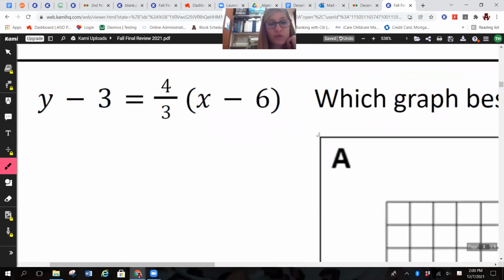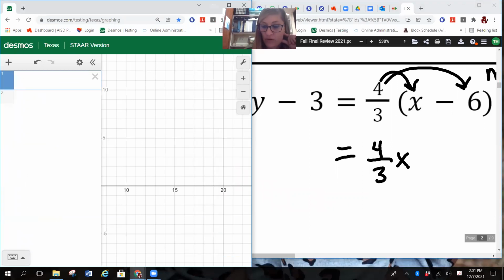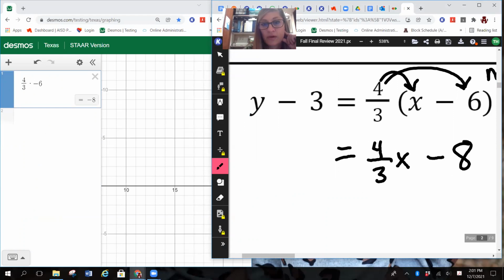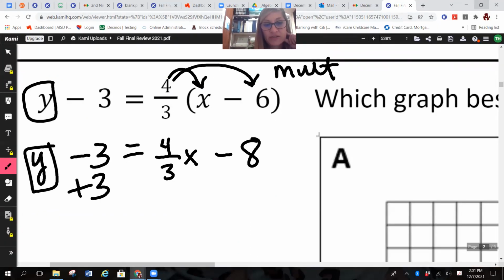First thing I want you guys to write is your rainbows. And remind yourself that we are multiplying here. 4/3 times x is 4/3x. 4/3 times -6, type it down. 4 divided by 3 times -6 is -8. All right, we're going to box our y. We're going to add 3 to both sides.